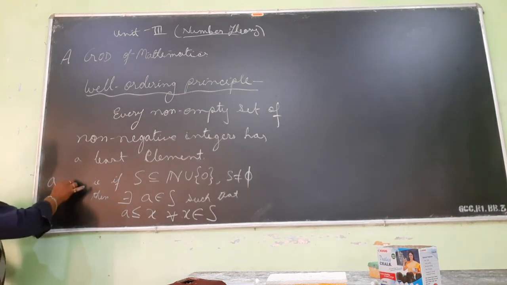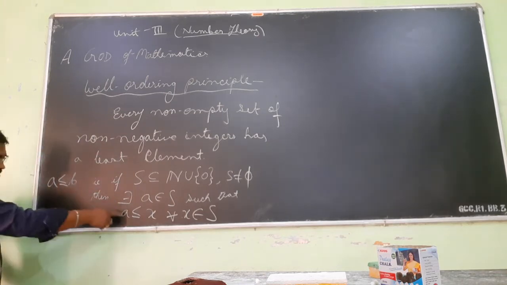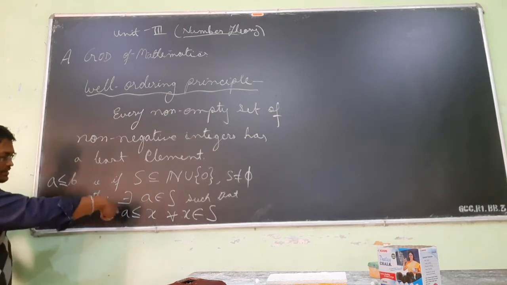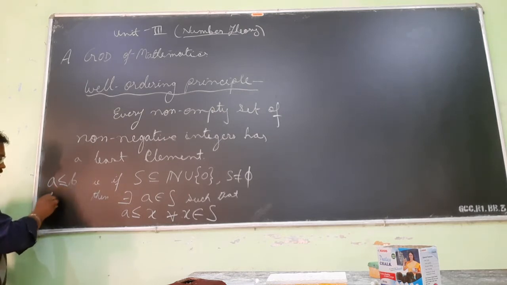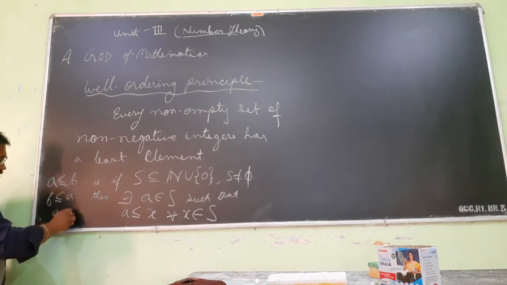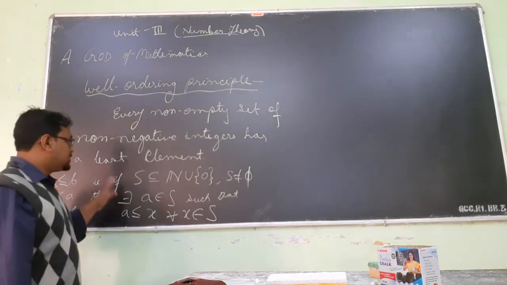So if A and B are two least elements, then A is less than or equal to B. Suppose A and B are two least elements. The least element satisfies A less than or equal to X for all X. So if A and B are two least elements, then A should be less than or equal to B, and B also should be less than or equal to A. So ultimately A should be equal to B. So the least element is actually unique. So we can also write it as the least element.